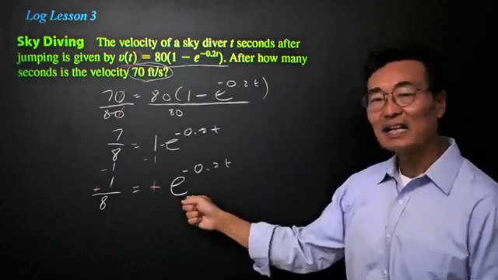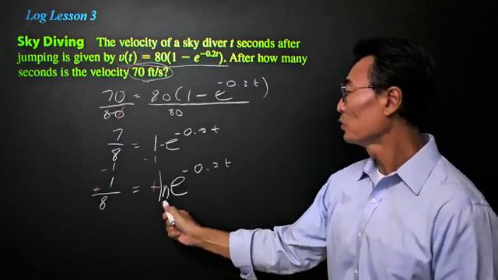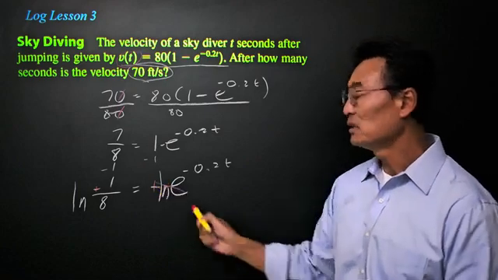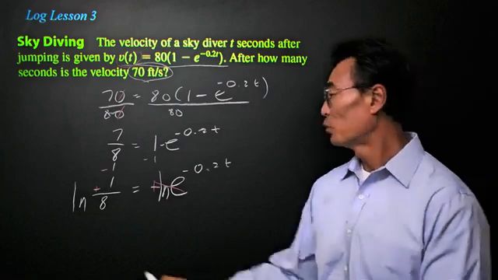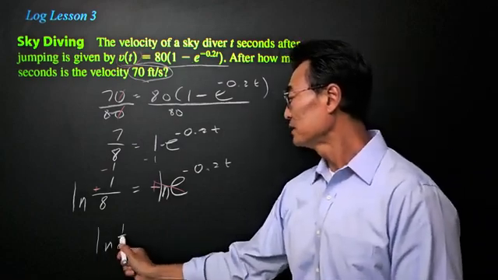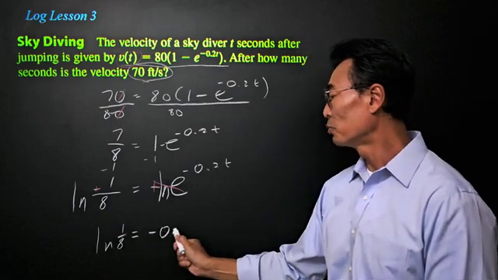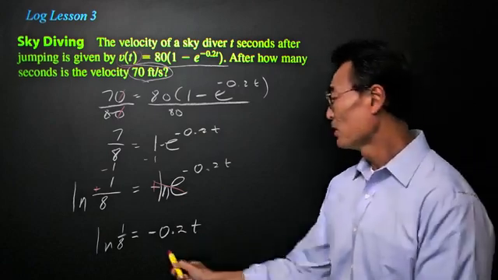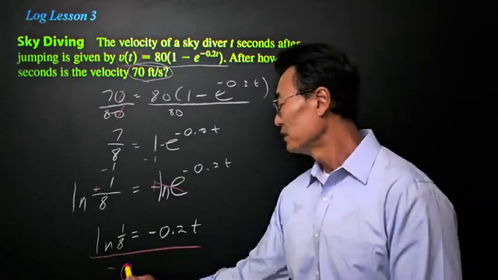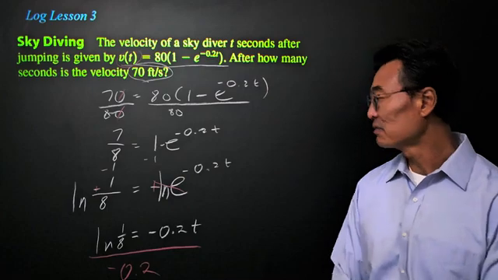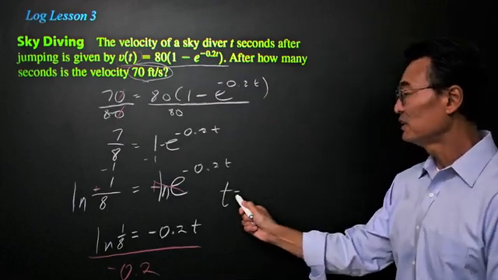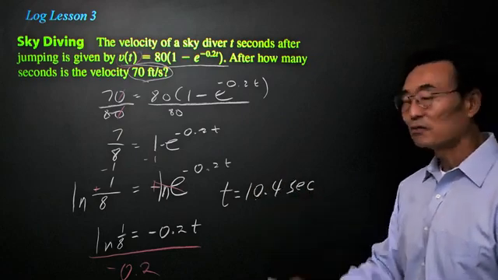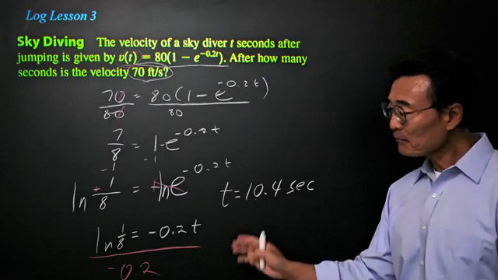And finally, to get rid of that e, we want to go ahead and take the natural log of the equation on the left and the right side, where natural log of e is canceled out or turns into 1, where we have natural log of 1 over 8 equals negative 0.2 t by itself on the right side. Then finally, to solve for t, all we have to do is divide by negative 0.2 on the left and the right side, where it gives us an answer of t equals 10.4 seconds, rounded off to 1 decimal place.